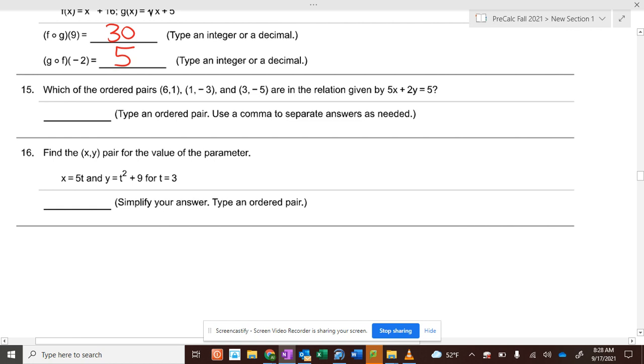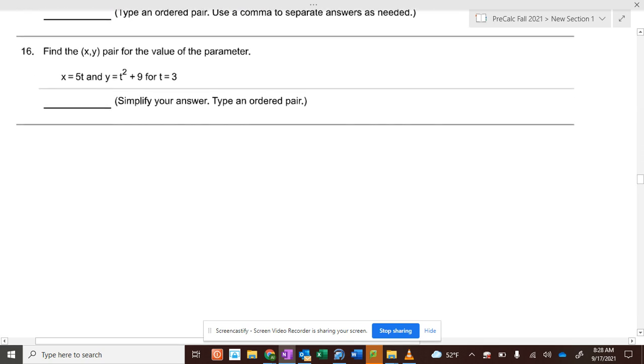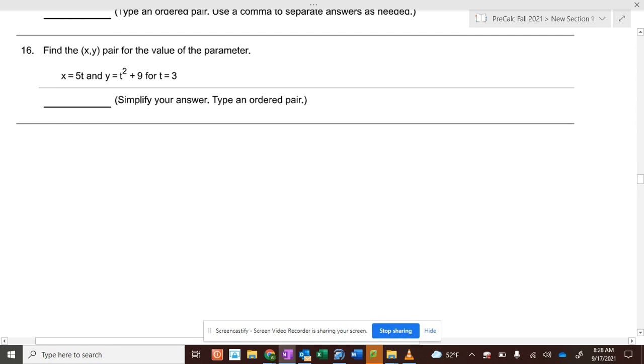All right. What ordered pairs work? If you put a 6 and a 1 in, it doesn't work. You put a 1 and a negative 3 in, it doesn't work. You put a 3 and a negative 5 in, and it works. So far on that question, every time I've done it, the first two haven't worked and the last one has worked. But does that mean it's going to be that way on the test? Not necessarily. Okay? All right, so that was everything up until the quiz.